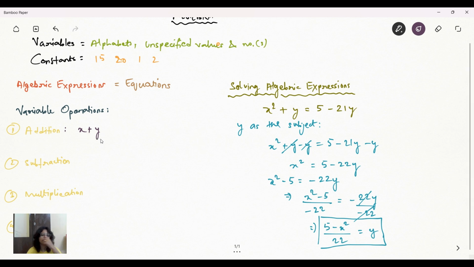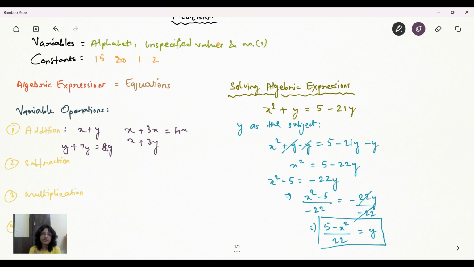That means x and y cannot be added further. We can just represent it as x plus y. But if we had, let's say, x and 3x, can we add it up? The answer is yes. We can write it as 4x. Suppose we have x plus 3y. Can we further simplify it? The answer is no. This is the simplified version of it. Suppose we had y plus, let's say, 7y. We can write it as 8y. Okay. So the moral of the story is that if you have like variables, then you can carry out addition.